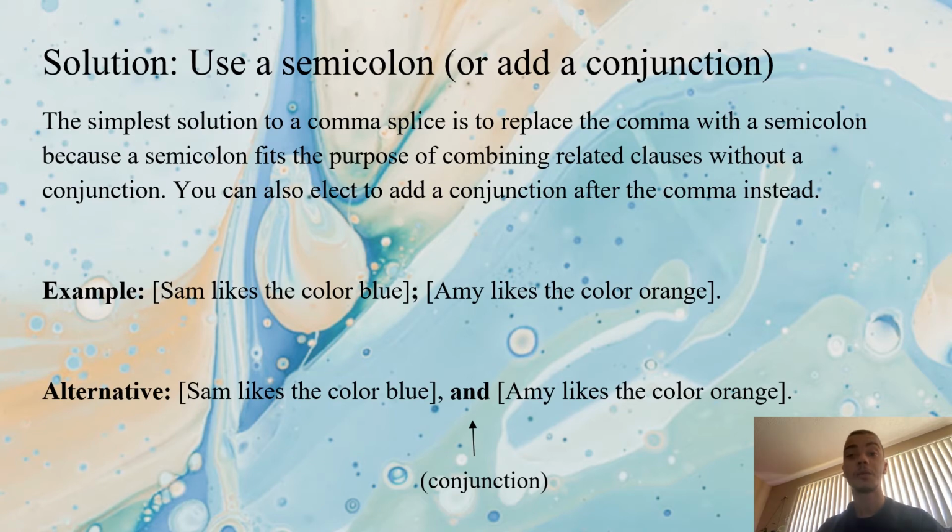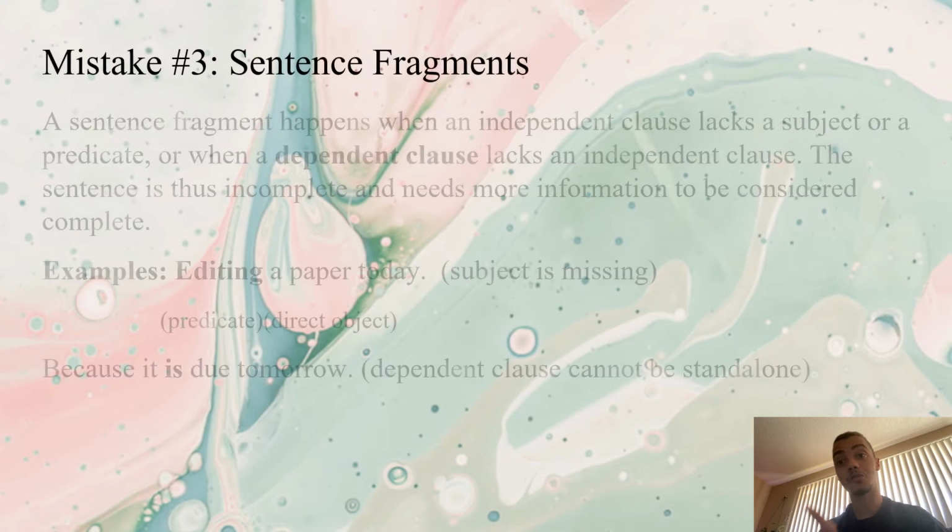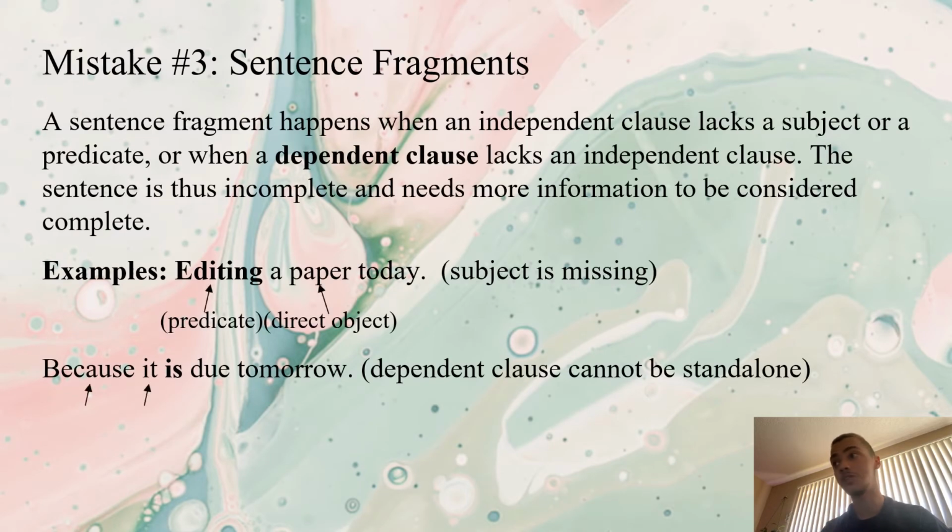So the last mistake we're going to be talking about today is a sentence fragment. Sentence fragments are basically incomplete sentences. They happen when an independent clause lacks a subject or a verb, which is necessary, or when a dependent clause, which is usually tacked on to an independent clause to further describe something or give context, is by itself. When a dependent clause is by itself, that's also considered a sentence fragment. So you need to add more information in order to complete the sentence.